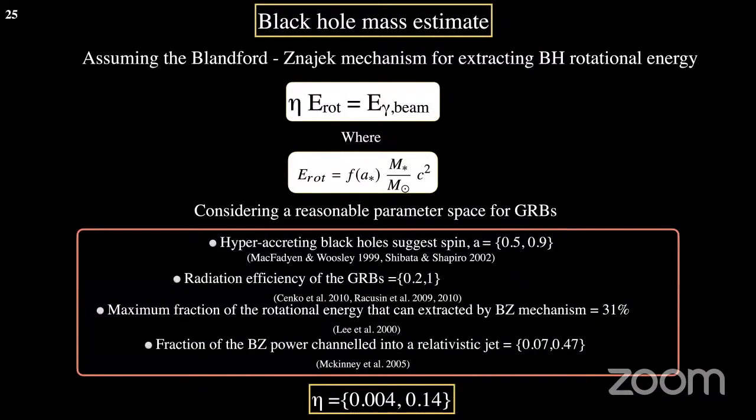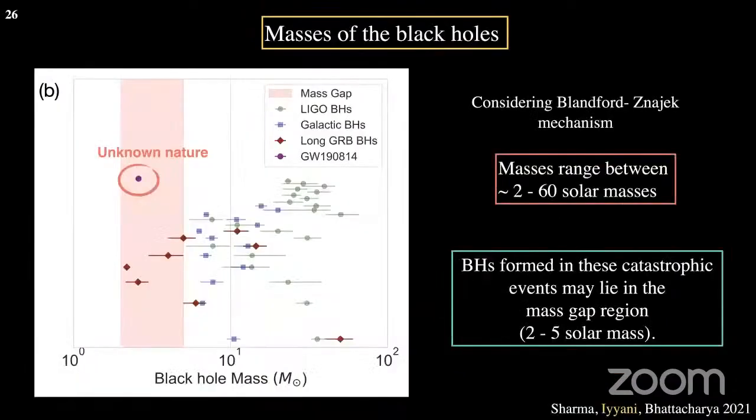And since we now know this is a black hole, and assuming the Blandford-Znajek mechanism as the process of extracting the relativistic jet from it, and using the respective proportions of energy transfer that can happen, we estimated what the masses of these black holes could be, and we found that they would range between 2 to 60 solar masses, and that is what is shown here in red diamond markers.